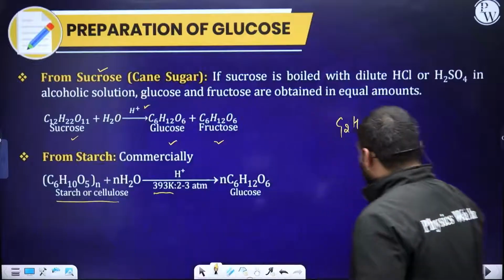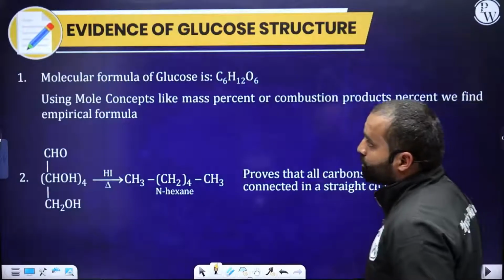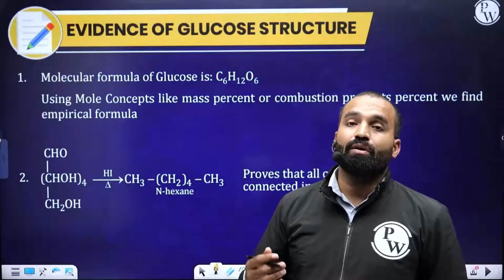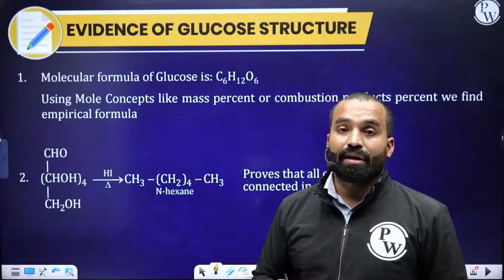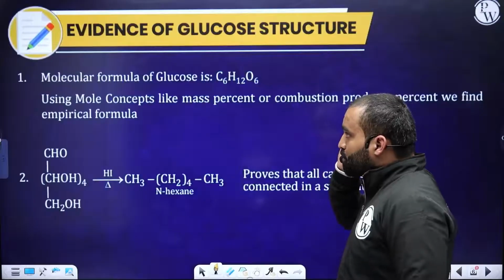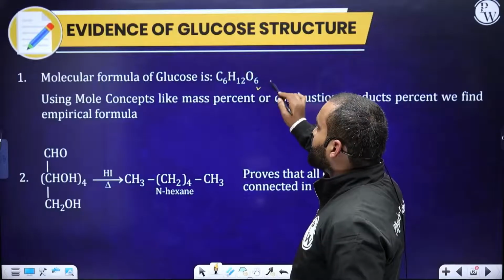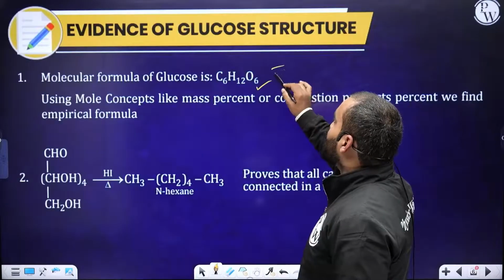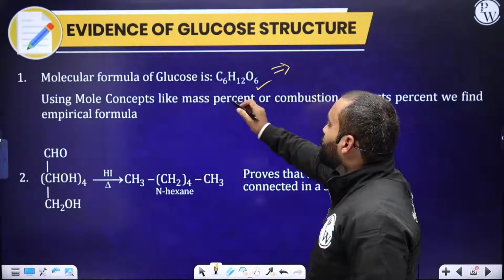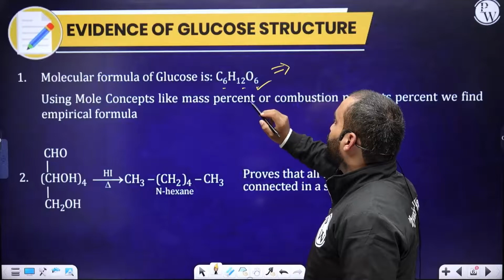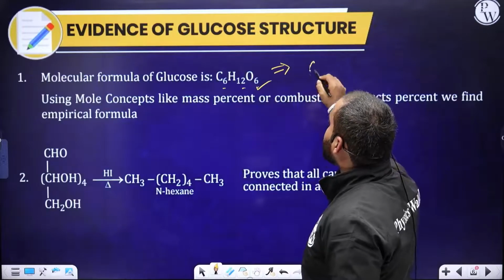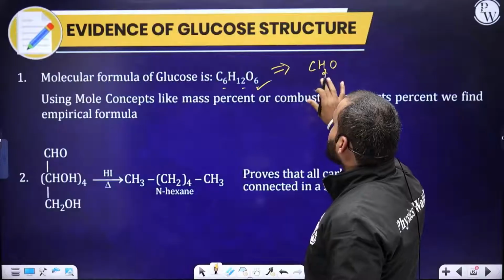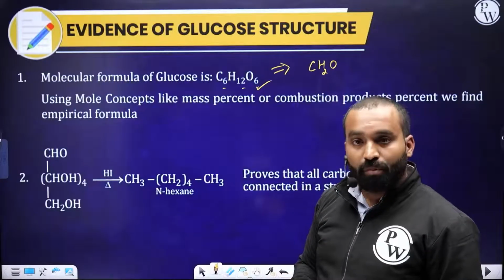So let us try to understand its structure, its molecular formula, how we obtain it, and what was done in history to elucidate its structure. Its molecular formula, as we have just seen, is C6H12O6. If I ask you to write its empirical formula, do you see there is a common factor of 6 in all the 3 atoms here? So we can write C with H2 and oxygen. This is the empirical formula for this molecule.